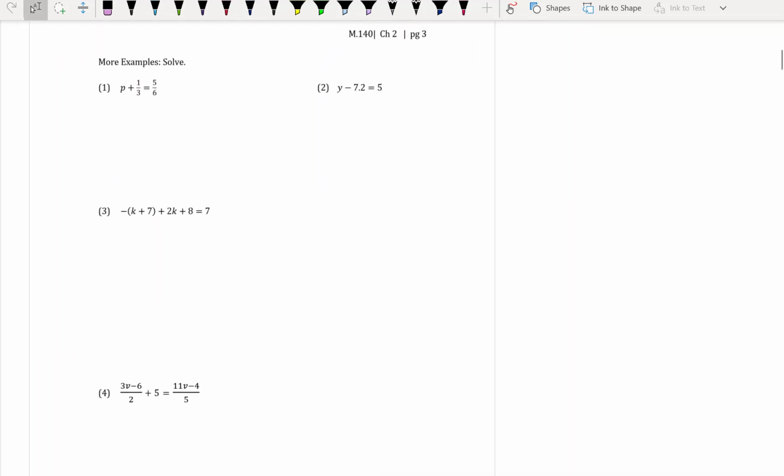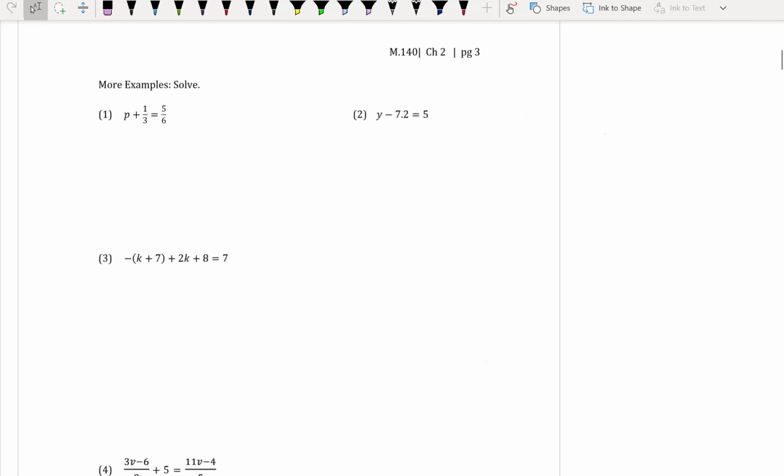So we come across some more examples. And again, you guys are allowed to use your calculators here. Let's just figure out what we are going to have to do. So if I have p plus 1/3 is equal to 5/6, what you want to do is get that p isolated. So to get that p by itself, you are going to do the opposite of addition. Since it's plus, the opposite of addition is going to be subtraction. So minus 1/3 on both sides.